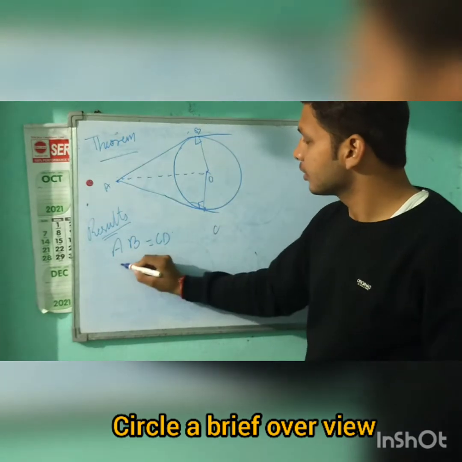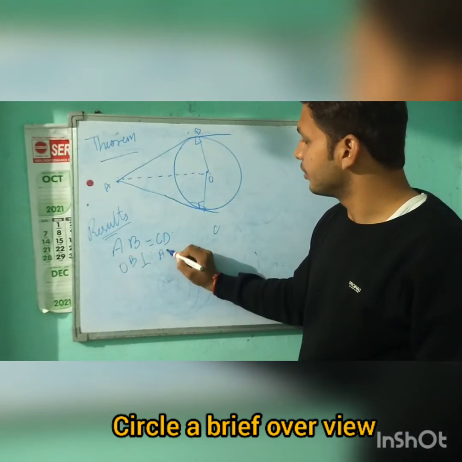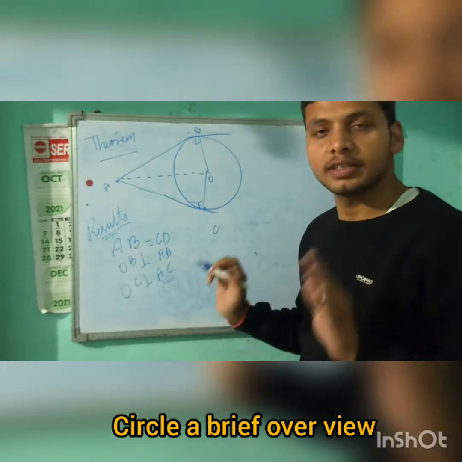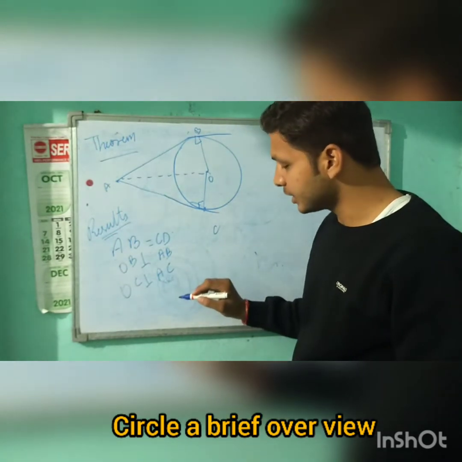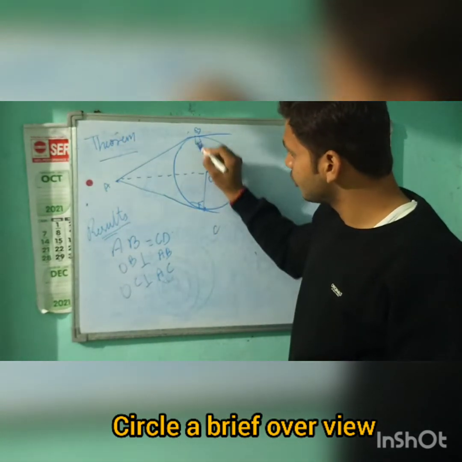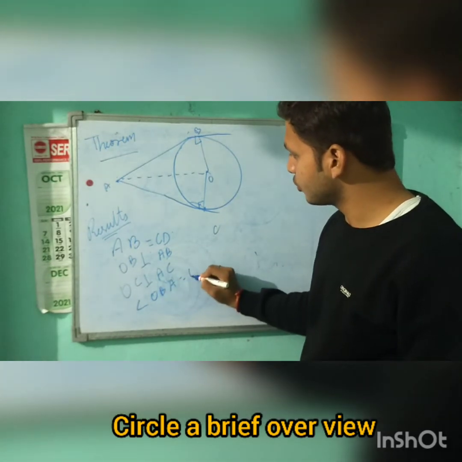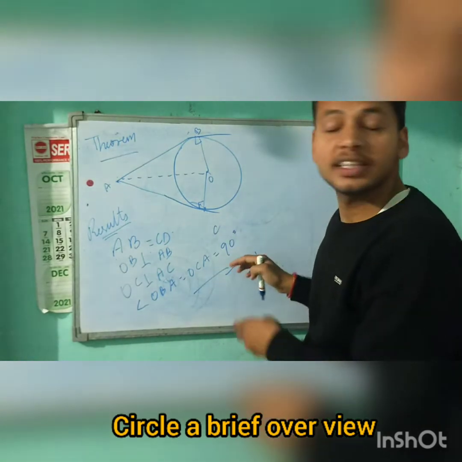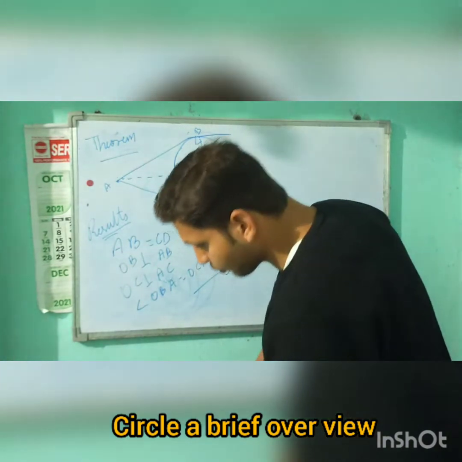This OB is perpendicular to AB and OC is perpendicular to AC. This is also proved. Then, one more thing is there. Angle OBA is equal to angle OCA, each equal to 90 degrees. How many degrees are these angles? They are 90 degrees. Acha, one more thing is there to prove.